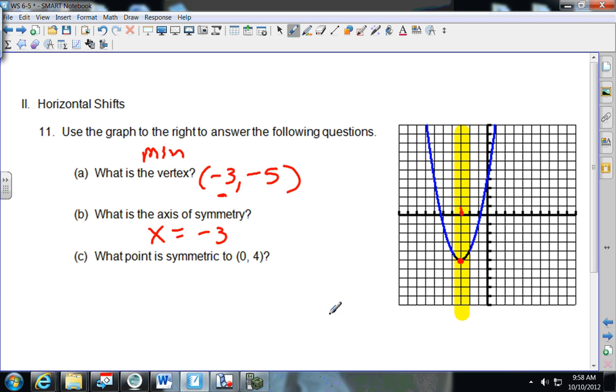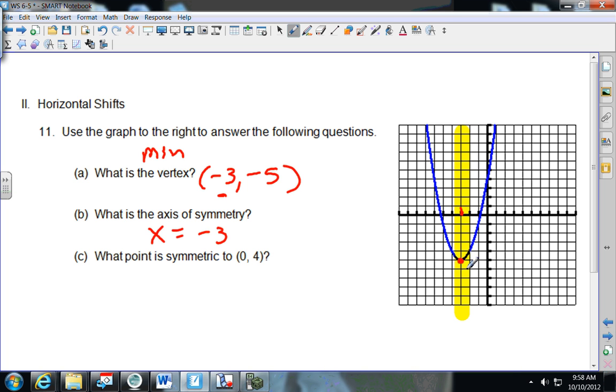What is the symmetric point to 0, 4? The axis of symmetry, why wouldn't it be -5? Because you're folding it on this line that goes up and down. And on this line, every x number is -3. Okay, so whenever the parabolas open up and down, the axis of symmetry is always going to be x equals, because when it's a vertical line, it's x equals.